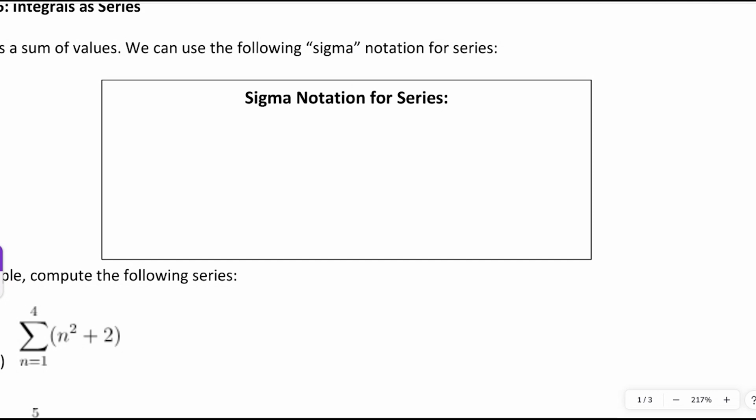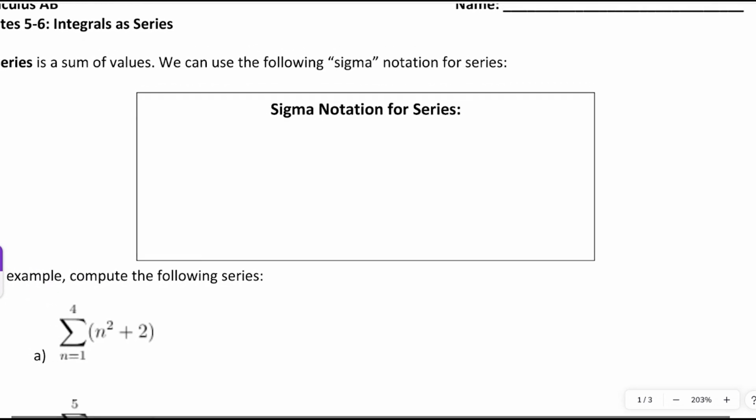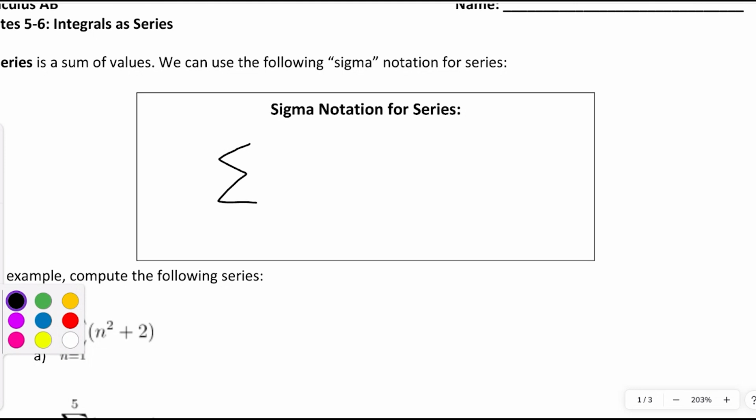But the sigma notation for a series. So first of all, a series is just a sum. It's a list of numbers that you are adding together. You may have heard of a sequence before, which is just a list of numbers in some kind of order. And then a series is just the sum of all those numbers. Okay, so the sigma notation for a series looks like this. You're going to draw a capital sigma, which is a Greek letter. It kind of looks like an E. That's sigma.